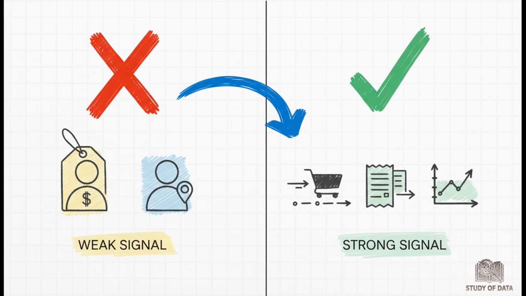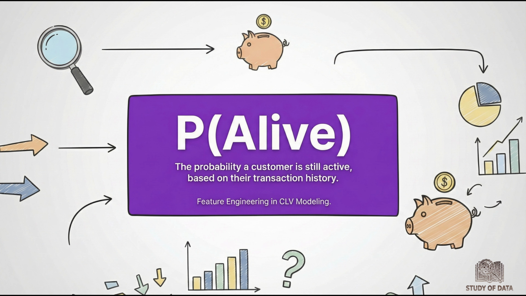So what's the big takeaway from all this exploration? It's simple, but it's powerful. We've been looking in the wrong place. The real signal isn't in static labels like high income or urban. The real predictive magic is hidden in the story of their transactions over time. Now, to tap into that story, we need to go way beyond simple counts and averages. We need to engineer a new, smarter feature that actually captures the pulse of a customer's engagement. And that feature is called P-Alive. It's the probability that a customer hasn't quietly left and is still an active part of the business.